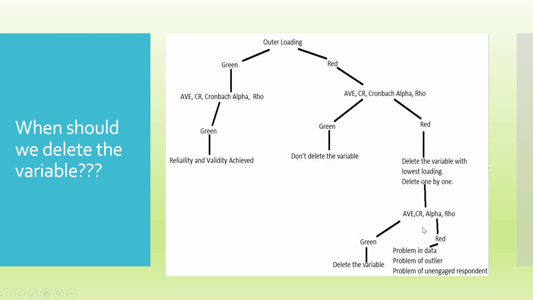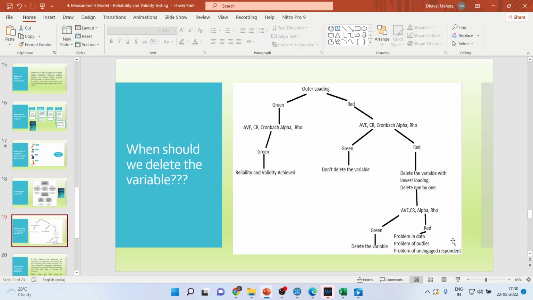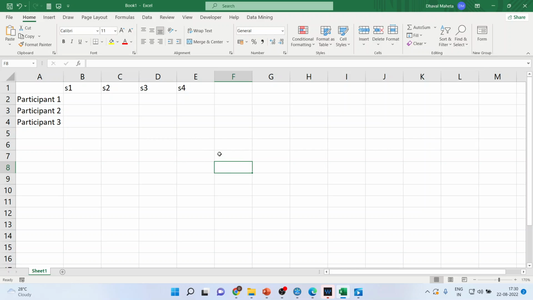So, even after deleting the variable, your AVE, CR, alpha, rho are still red. There is a problem in the data, or there is a problem of outlier, or there is a problem of unengaged respondent. Now, what is this problem? Let's try to see. Basically, these are all remedial measures to achieve the reliability. Say, for example, in our data set, we are having statements 1, 2, 3, 4, and participants 1, 2, and 3. An unengaged respondent is one who is doing the extreme ticks like this. Either he ticks all 5 or all 1.